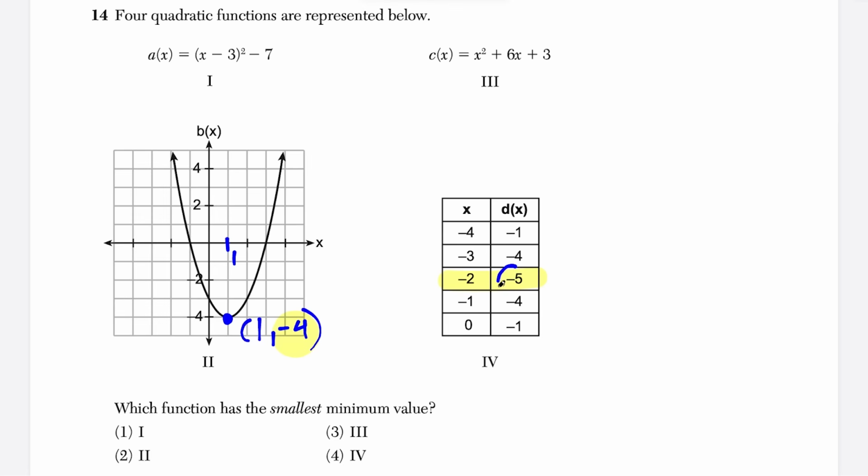So here I have a minimum value of negative 5, and I know this is the vertex because you see y values repeating as I go up from the vertex and down from the vertex. So now we have a minimum value of negative 5, which beats negative 4. Negative 5 is less than negative 4. So now it's down to Roman numerals 1 and 3.